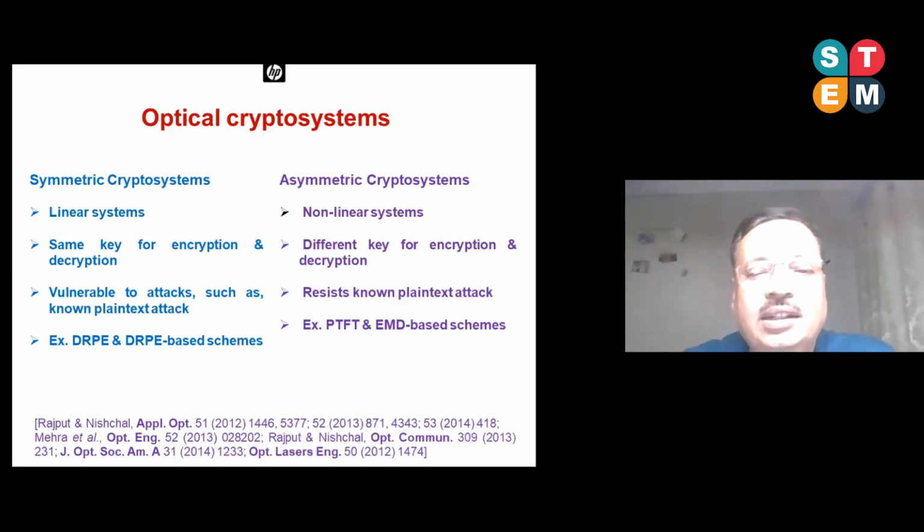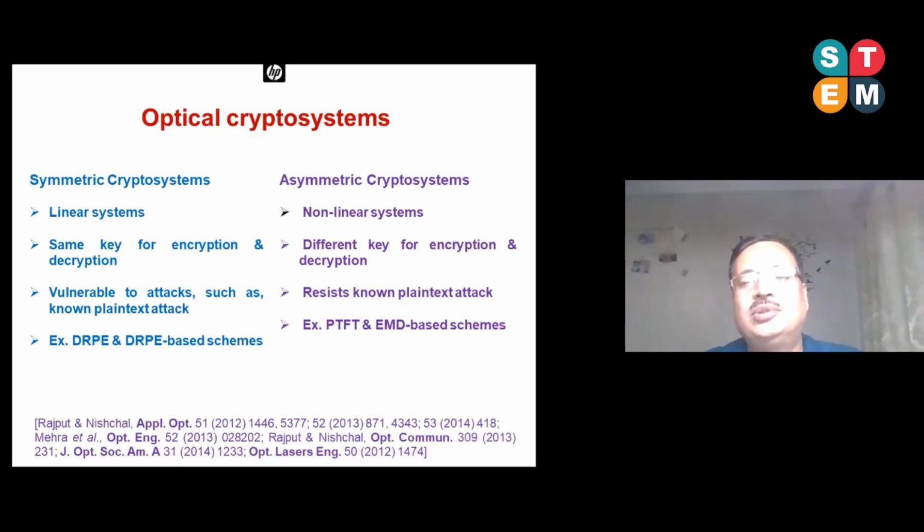So if we compare the difference between the symmetric and asymmetric crypto systems, a symmetric crypto system is a linear system, while asymmetric is considered to be a non-linear system. In a symmetric crypto system, we use the same key for encryption and decryption, but in an asymmetric crypto system, we use different keys for encryption and decryption. Symmetric crypto systems are vulnerable to attacks such as the known plaintext attack, but asymmetric crypto systems resist the known plaintext attack.